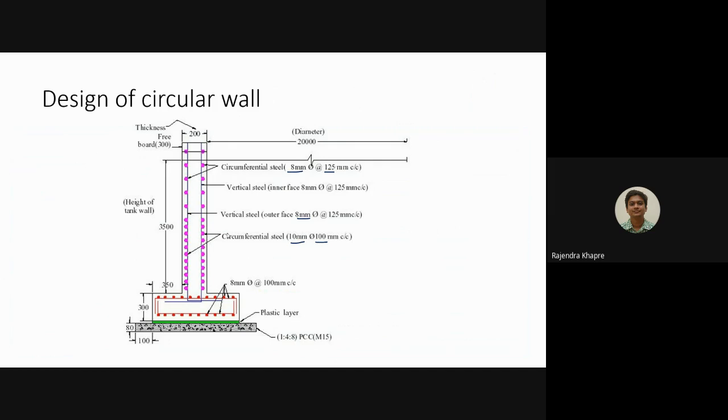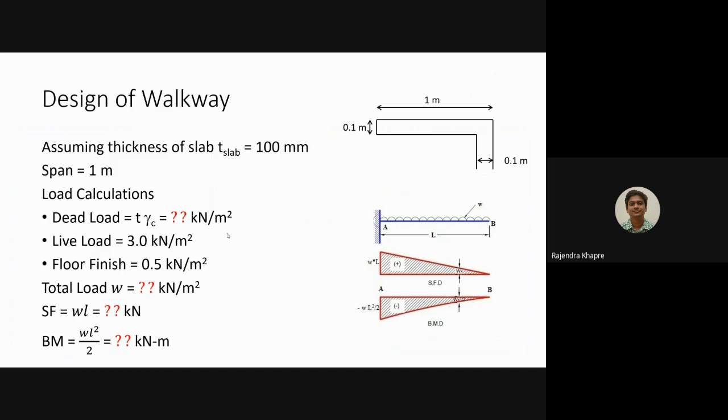Let us quickly take a very small part, that is the design of walkway. This we have already seen in the previous class. The same design has to be repeated. So generally the clear walkway is of size 1 meter. Okay, so we are assuming the thickness of the slab or the thickness of the walkway as 100 mm. The span will be 1 meter. It will be subjected to different loads, that is dead load, live load and floor finish.